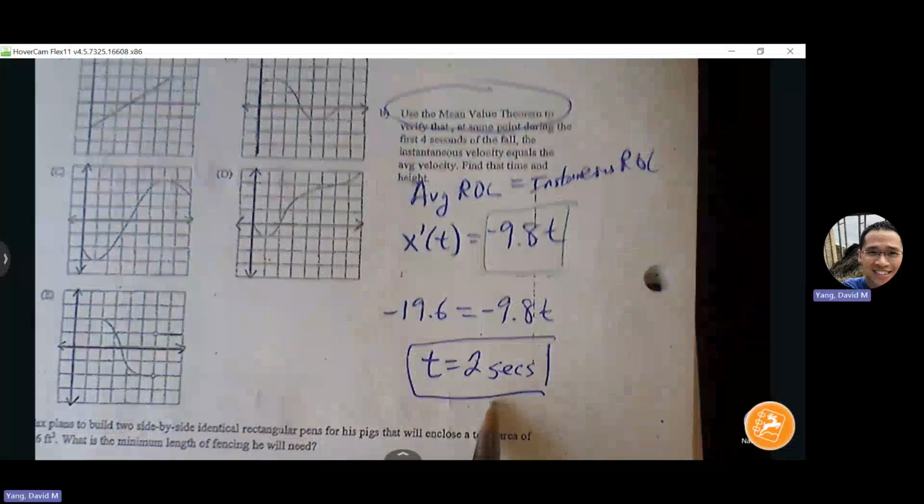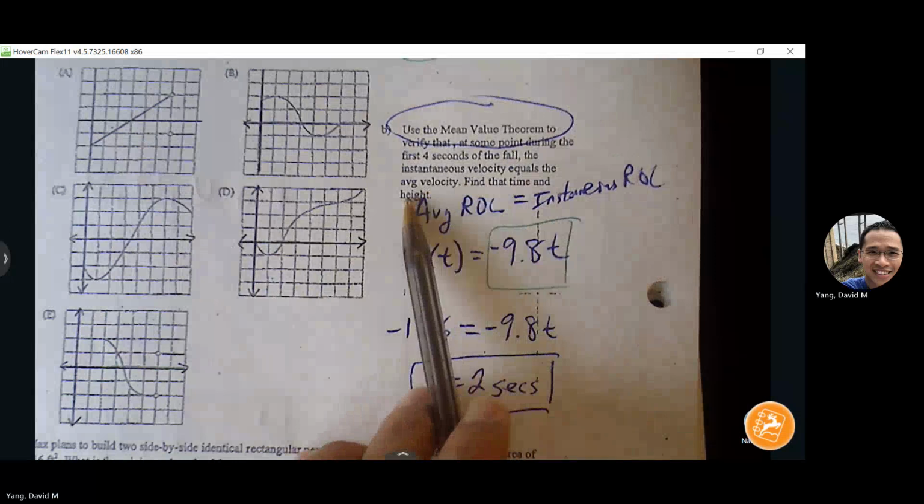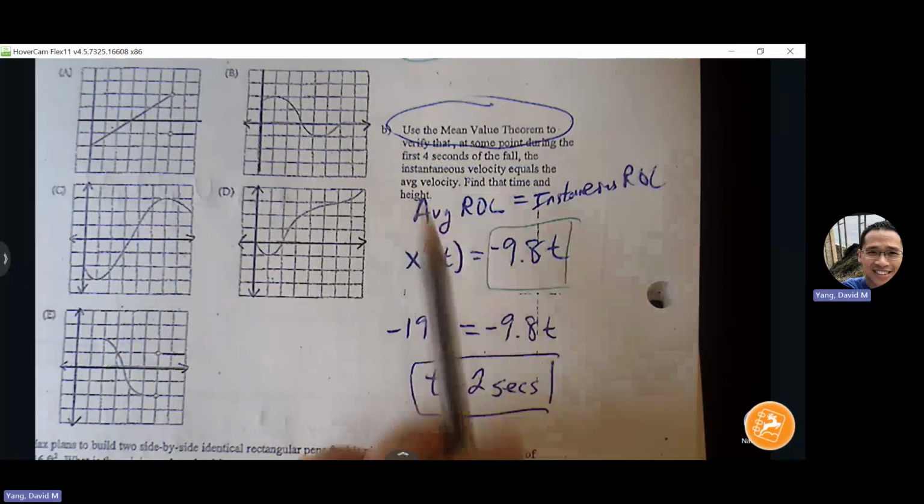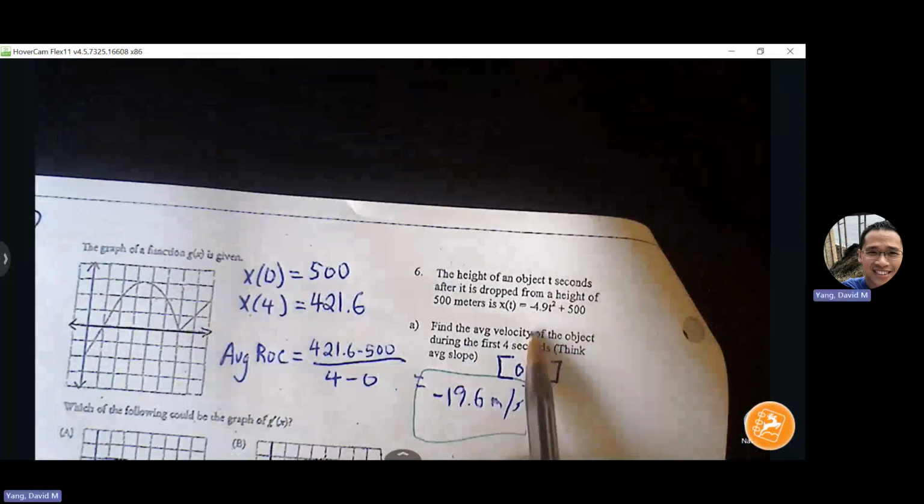Now it says find the time and the height. So we know that this object is going to reach this velocity at 2 seconds, but it's asking how high this object is going to be at that moment in time. So we just have to plug 2 back into the what? Into the original, yeah.